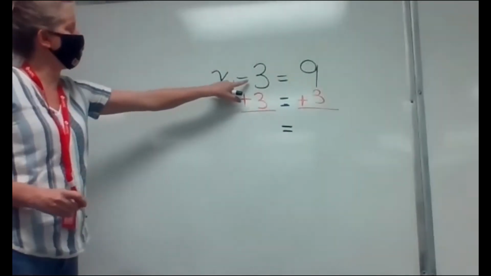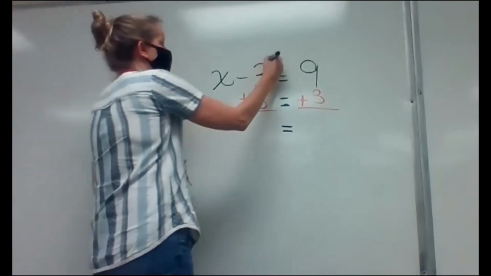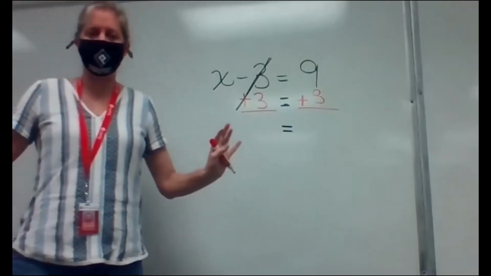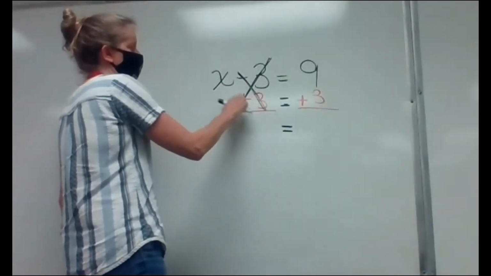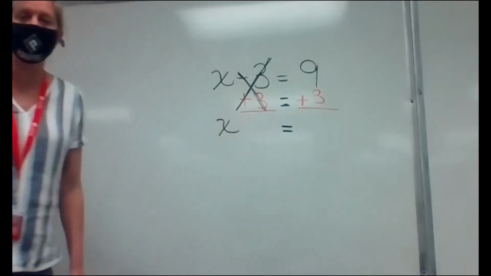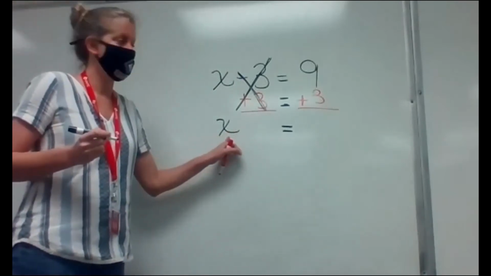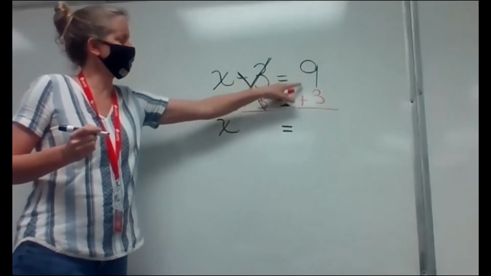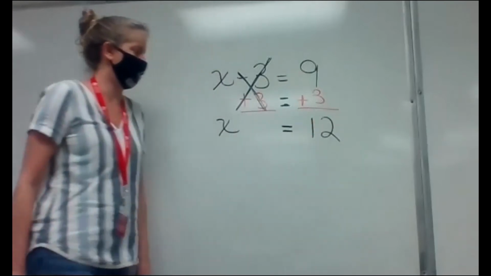Let's see what happens here. This minus 3 and plus 3 simply cancel each other out. That's the whole reason we did it, is we wanted to cancel out this minus 3 with the plus 3. So look who is all alone, like it wants to be. Remember, the letter is a loner. It wants to be by itself. Here's my equal sign. On the other side, since I added 3 to the 9, I am left with 12.